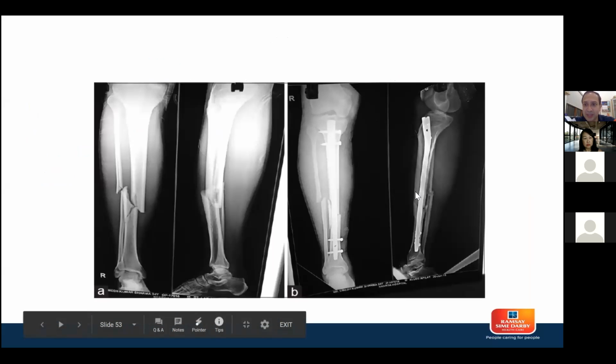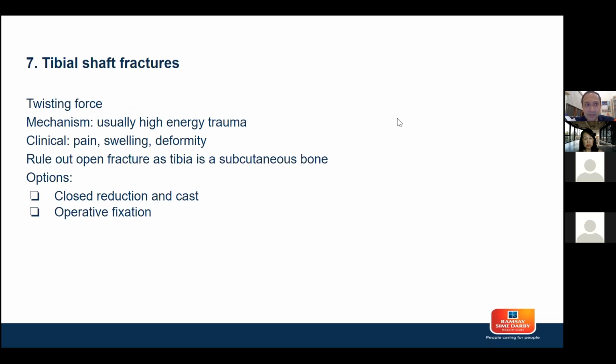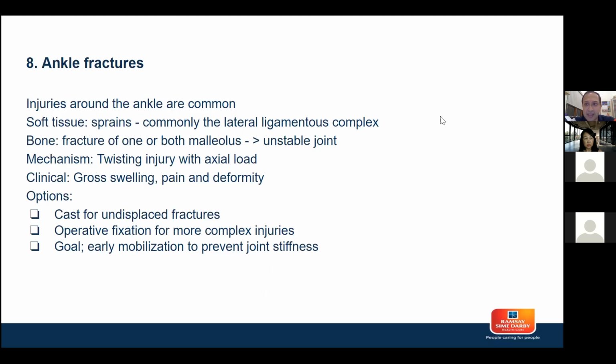So this is one that was treated surgically, not by me. This is just an image I found. Again, using an intramedullary type of nail. Sorry. And this is an ankle fracture.